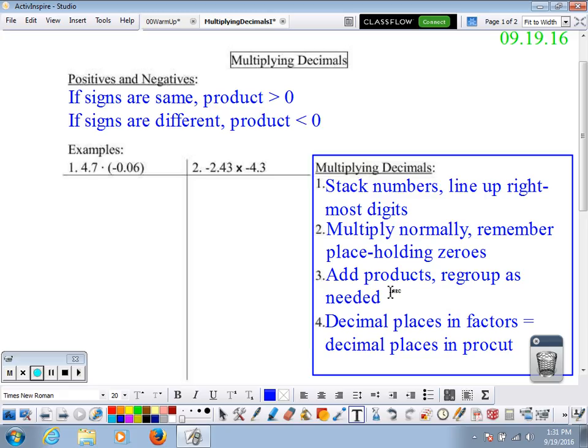The number of decimal places in the factors, so we add them all together, count them all up. That's how many decimal places we want to have in the product. Okay?